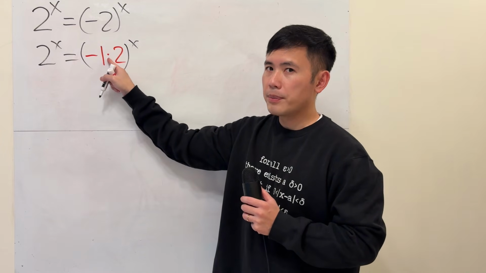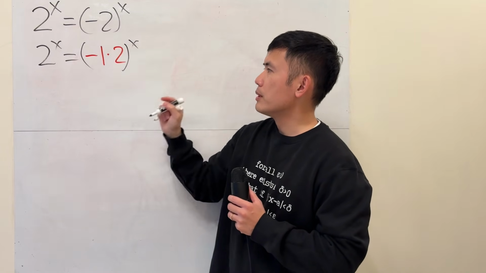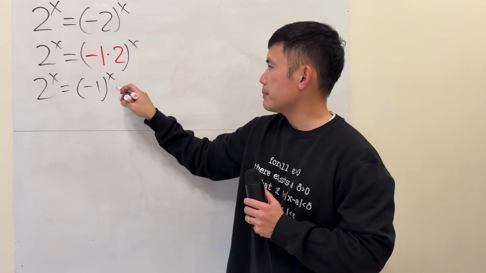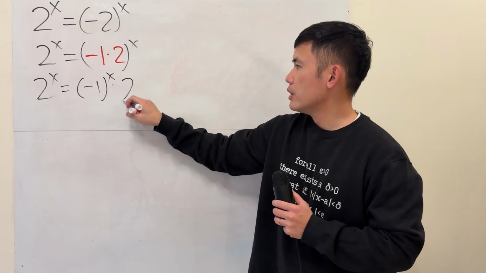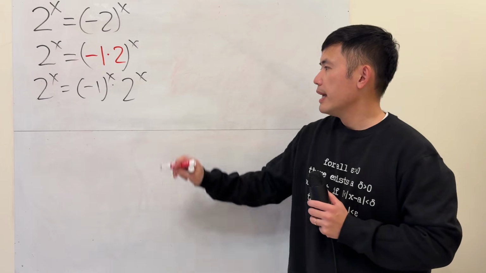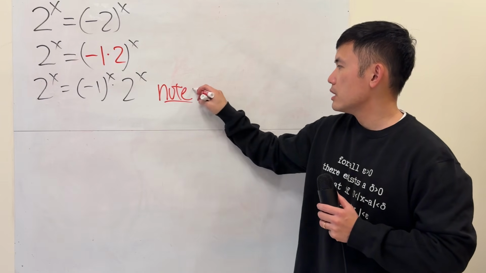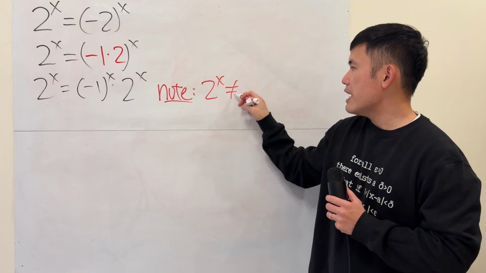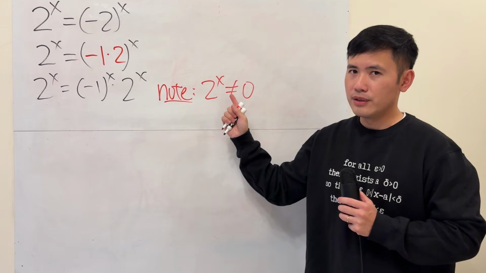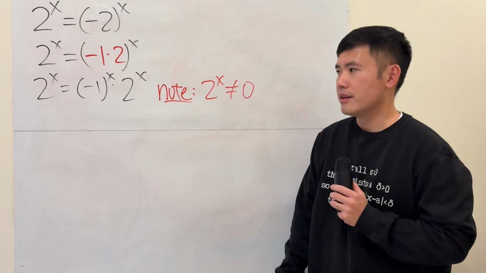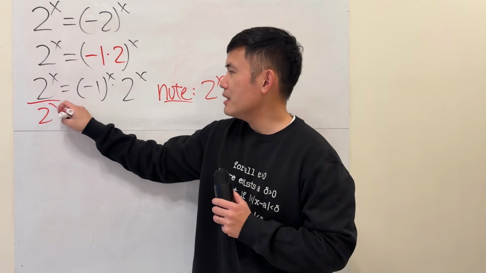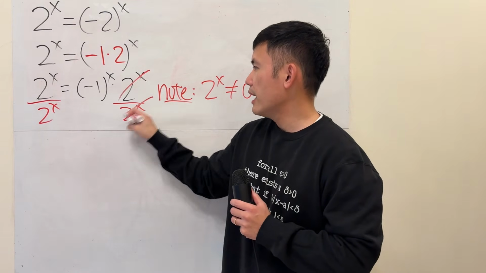And here we have a multiplication, so you can distribute the power. So here we have -1 raised to the x power and then times 2 to the x power. Now notice that we have 2 to the x on both sides, and I will have to mention that 2 to the x power is never equal to 0, no matter what x is. Please do not say negative infinity though, because negative infinity is not a number. Well, we know that this is never equal to 0, so we can legitimately divide 2 to the x to both sides, and they cancel.